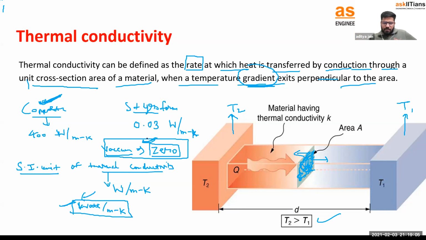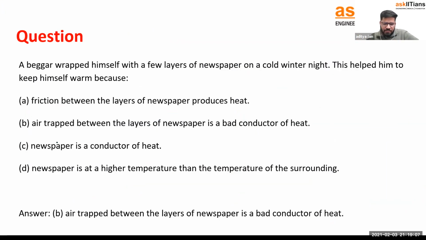Okay, clear? So now question 1, you can read the question. A beggar wrapped himself with a few layers of newspaper on a cold winter night. So a beggar is sleeping on the road and he has wrapped himself with a few layers of newspaper, and the night is a cold winter night. So this helped him to keep himself warm. Due to the wrapping of a few layers of newspaper, he was keeping himself warm.